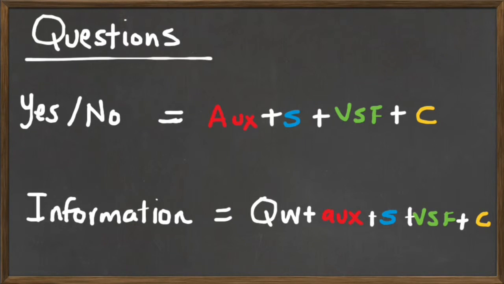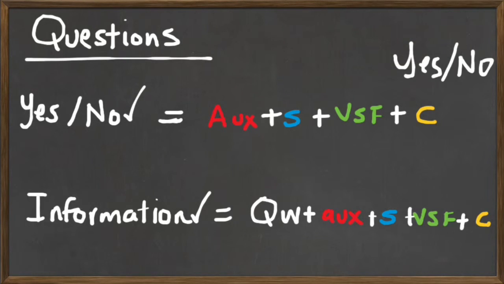Now, questions. When making questions in the simple present, don't forget there are two types of questions. There are yes-no questions and information questions. The yes-no questions are simply called that way because the answer to them is either yes or no. And in information questions, our answer will always be specific information. Just as simple and obvious as that.